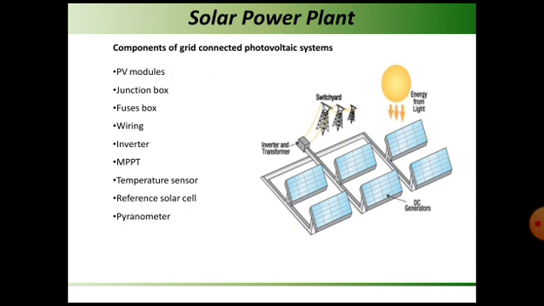And the inverter converts the variable DC voltage into an alternating current. And the pyranometer is nothing but a device which is used to measure the solar radiation from a hemispherical field.